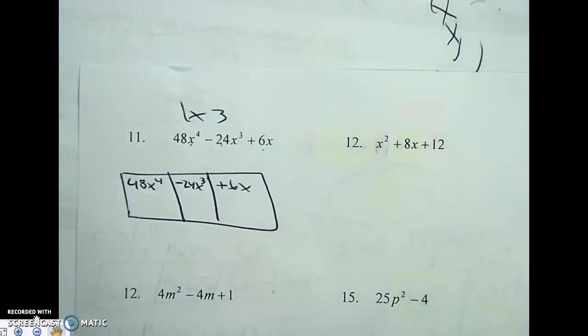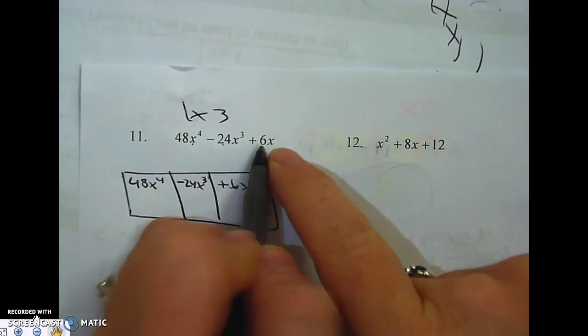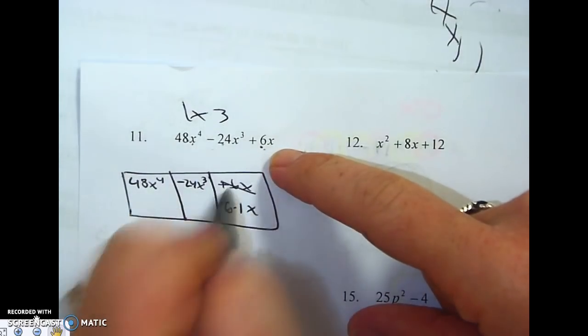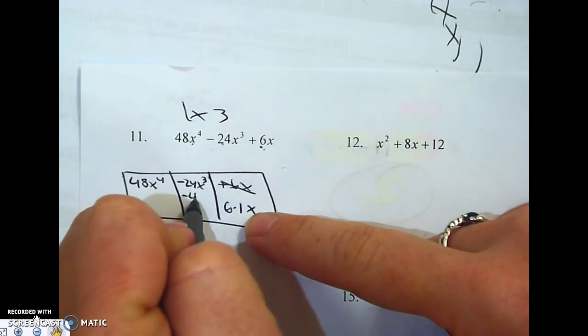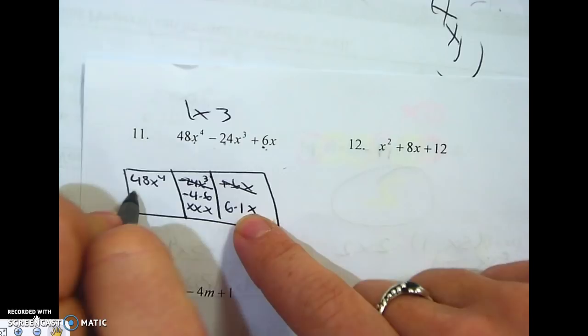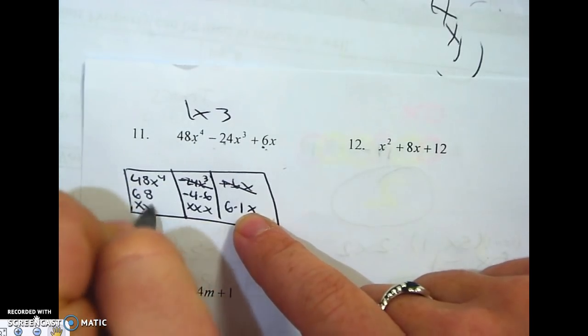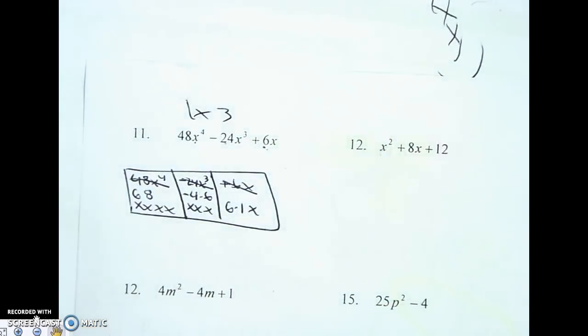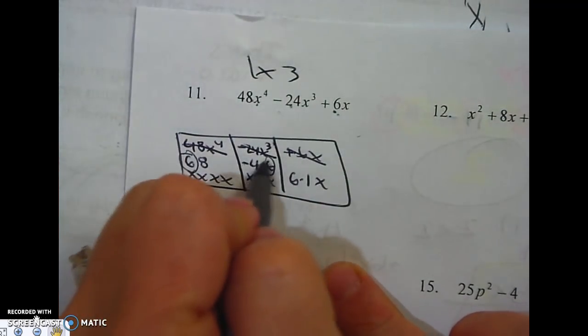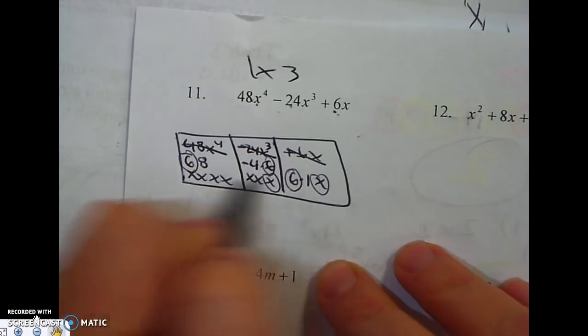Well, when I look, I'm going to focus on the smallest number and see if that divides into all of them, and it does. So it's 6 times 1 times x. That's negative 4 times 6, x, and then 6 times 8, 1, 2, 3, 4 x's. So now I'm going to circle what's the same. They all have a 6. They all have an x.